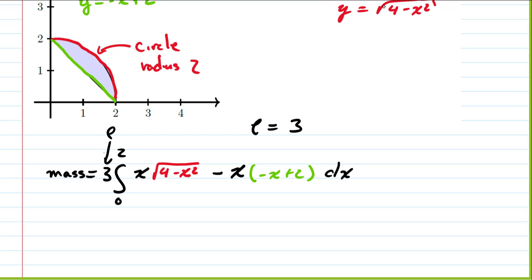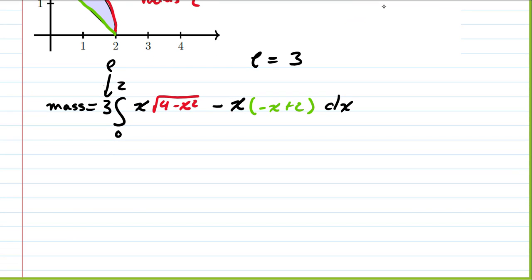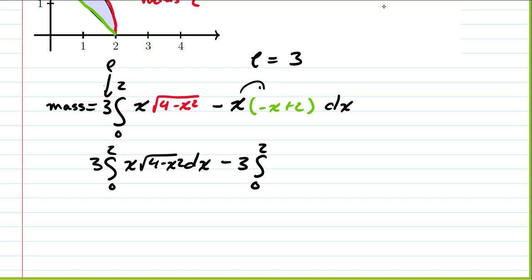So that's going to give us our mass, and we can break this into two integrals. So 3 times the integral from 0 to 2 of x times the square root of 4 minus x squared dx, minus 3 times the integral from 0 to 2. And let's distribute this in. In fact, if we distribute the negative x in, we get x squared minus 2x dx, right?